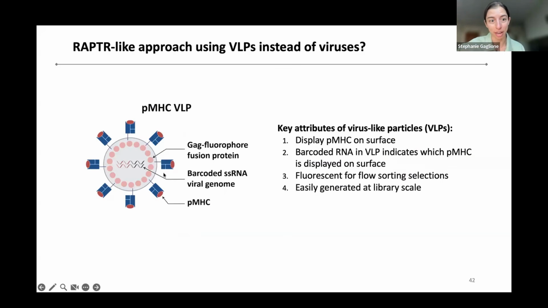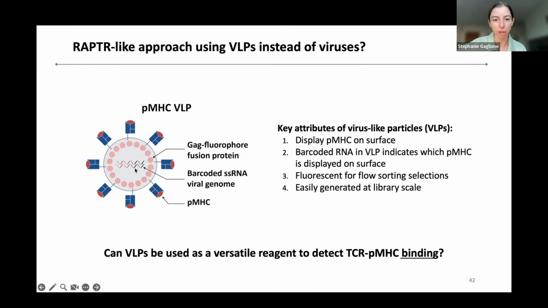You can display the peptide MHC on the surface. There's barcoded RNA in the VLP that can indicate what pMHC is on the surface. We can also make them fluorescent, building on some work that others have shown. And these are generated at library scale by making a cell line that you can then very easily use to generate particles or VLPs.